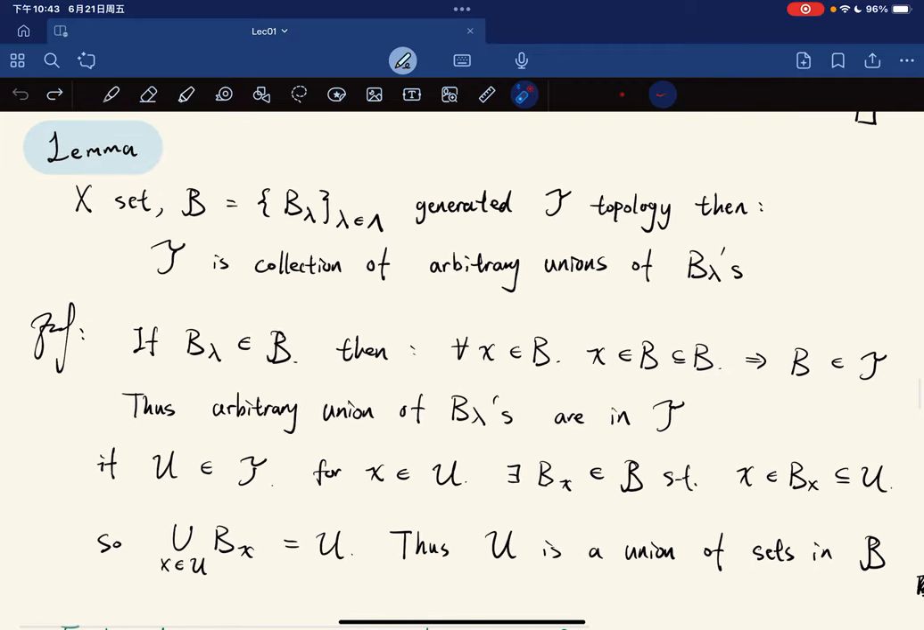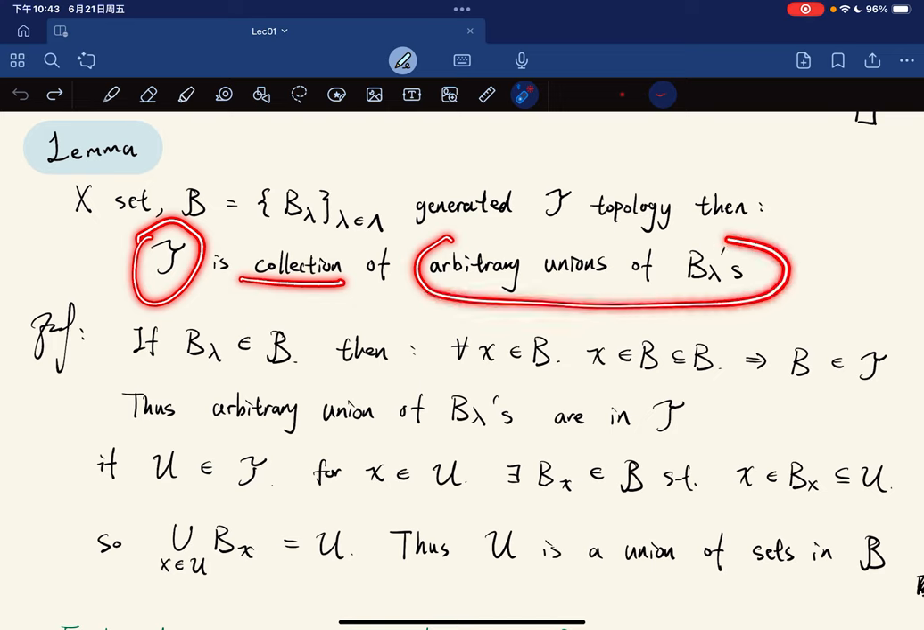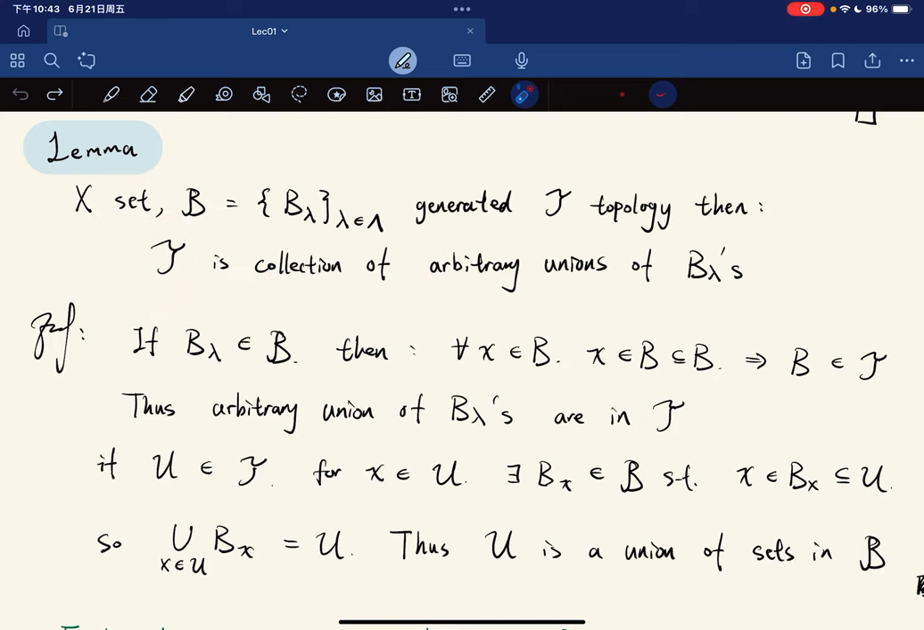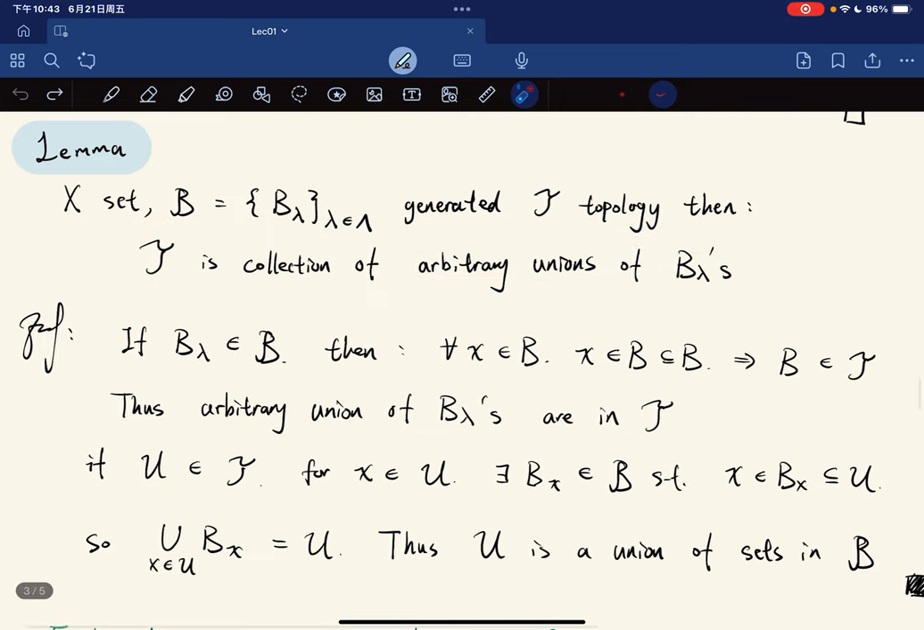So here comes the lemma. Fix a set X, and if the topology is generated by the basis, then this topology is precisely the collection of arbitrary unions of B lambdas. So every open set is some union of B lambdas. Okay, so we're going to prove it.